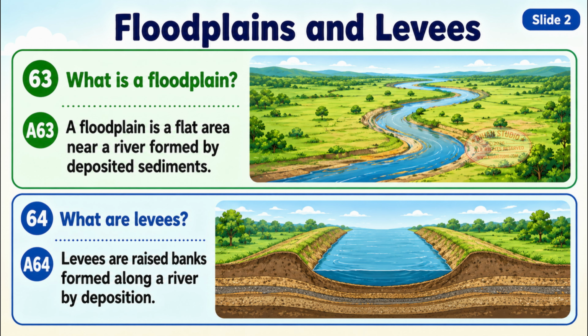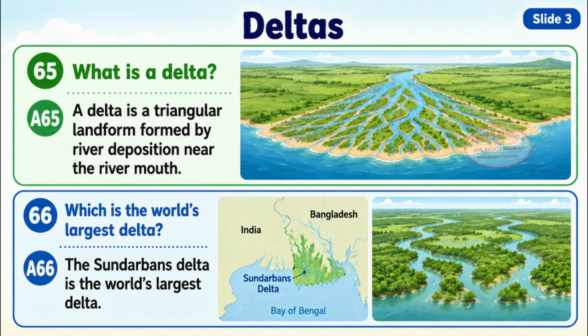Question 64. What are natural levees? Answer 64. Natural levees are raised riverbanks formed by deposition during floods. Question 65. What is a delta? Answer 65. A delta is a low, fertile landform formed by river deposits near the river mouth.